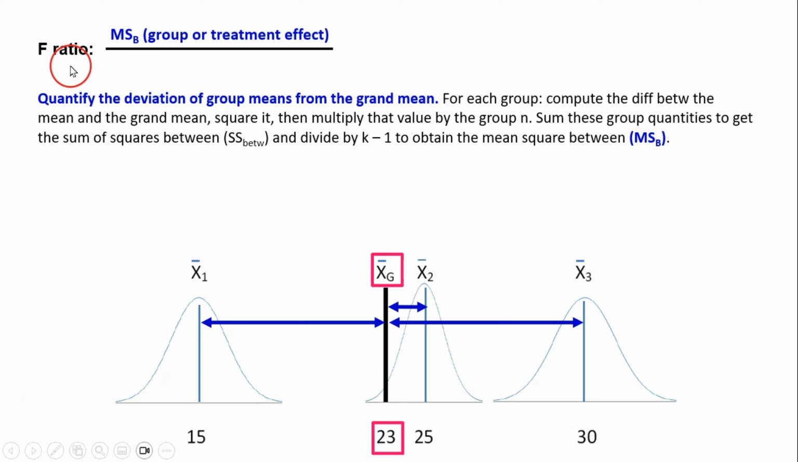So the F ratio, the numerator here will be the MSB, or the mean square between groups, and that can also be called the group or the treatment effect.